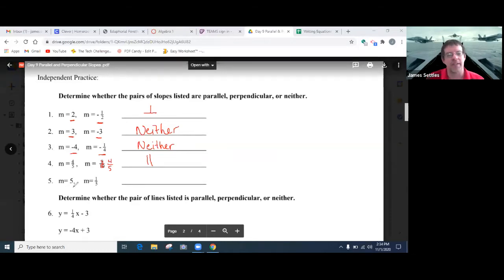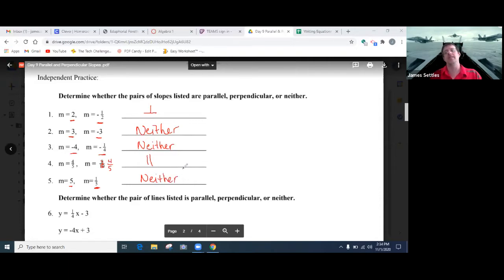All right, number 5. Okay, well, definitely not parallel because they're not the exact same. The signs are not the same, or I'm sorry, the signs are not different and they should be different. So this can't be perpendicular, even though they did flip the fraction. And so 5 became 1/5, but they didn't change the sign, so this is neither.